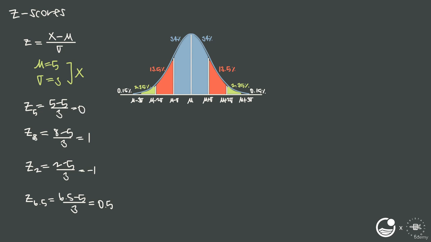But if we pick x is equal to 8, the distance between 8 and the mean 5 is 3. We see that here, 8 minus 5 in the numerator is 3. So we could say that the distance between x equals 8 and its mean is 3.